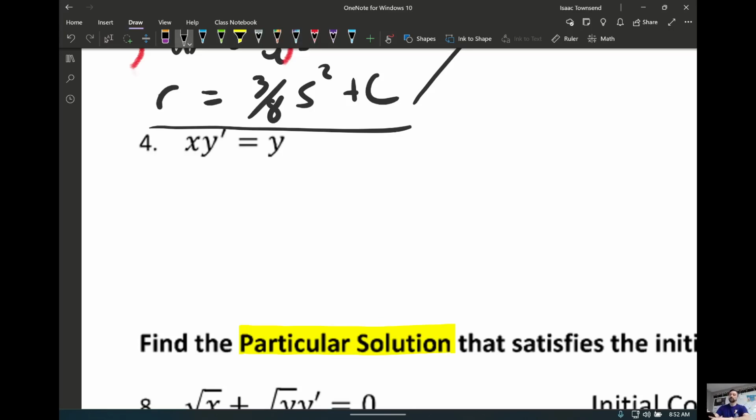So unlike the first 3 questions here, they showed you dy dx, and in this one they show you y prime. Remember, y prime is the same thing as dy dx, just different naming conventions. But for separating variables, you really want to write this as dy dx so that you can see those variables.